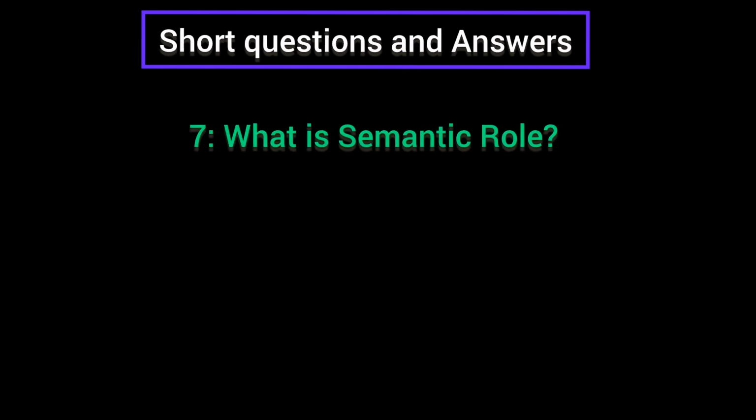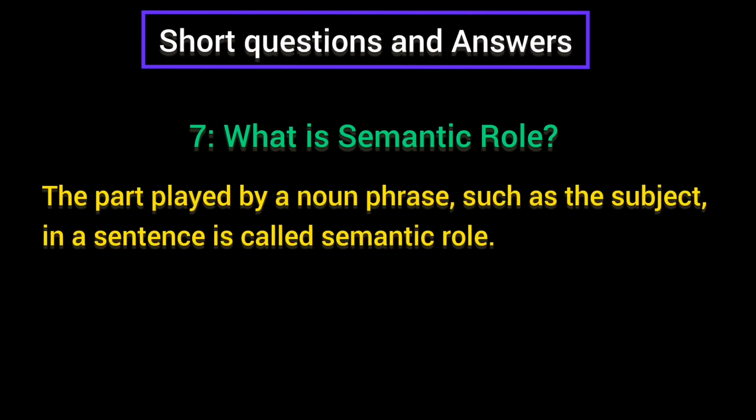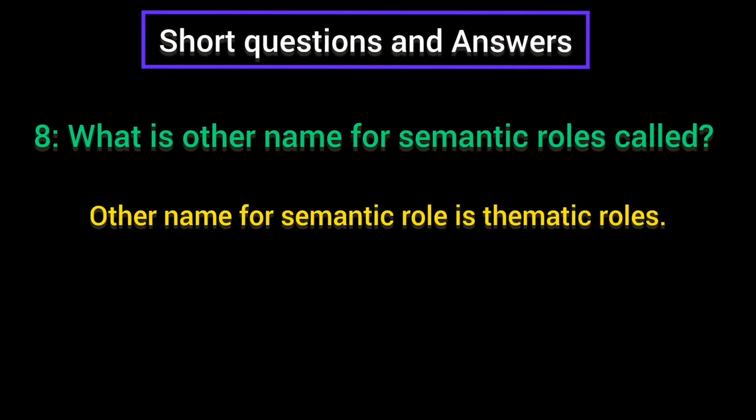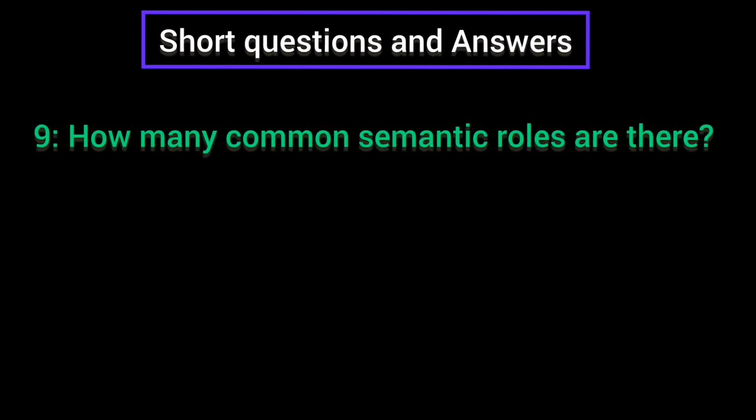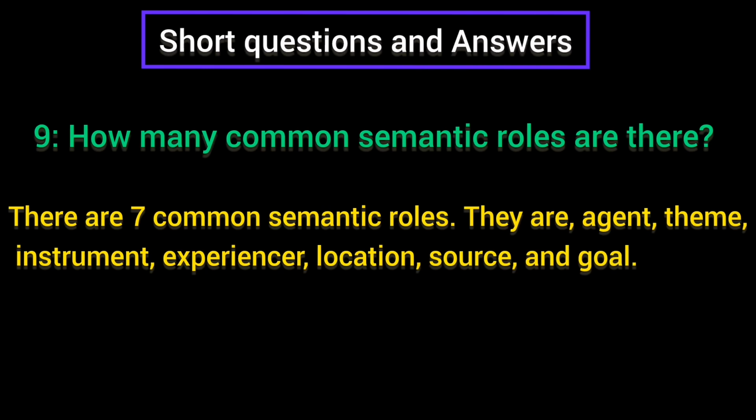What is semantic role? The part played by a noun phrase, such as the subject, in a sentence is called semantic role. What is other name for semantic roles called? Other name for semantic role is thematic roles. How many common semantic roles are there? There are 7 common semantic roles. They are agent, theme, instrument, experiencer, location, source, and goal.